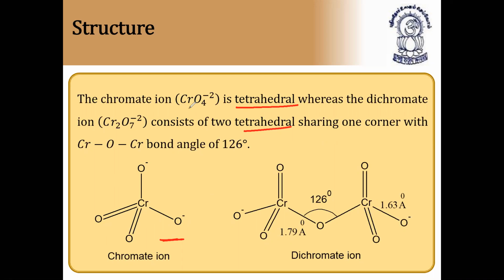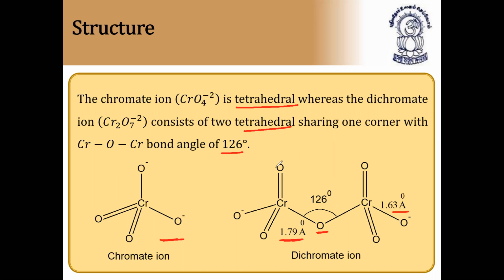So CrO4 2 minus changes to dichromate ion, that is Cr2O7 2 minus. These 2 chromiums are joined by 1 oxygen atom. Here 1 O minus and here also 1 O minus. The bond length is 1.63 angstroms, and here the bond length is 1.79 angstroms, and the Cr-O-Cr bond angle is 126 degrees. So this is the shape of the dichromate ion.